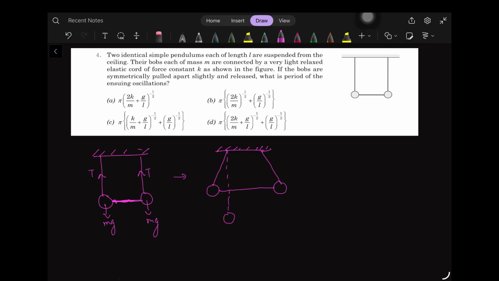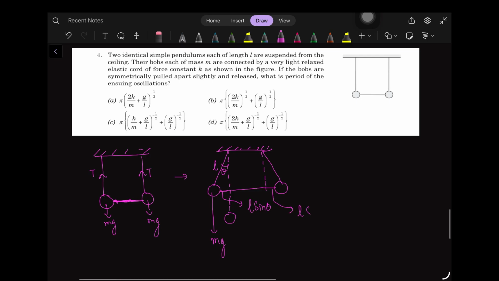So let's consider this angle theta, and this force will be mg. This length is L, so this length will be L sine theta. Similarly, this length will be L sine theta.